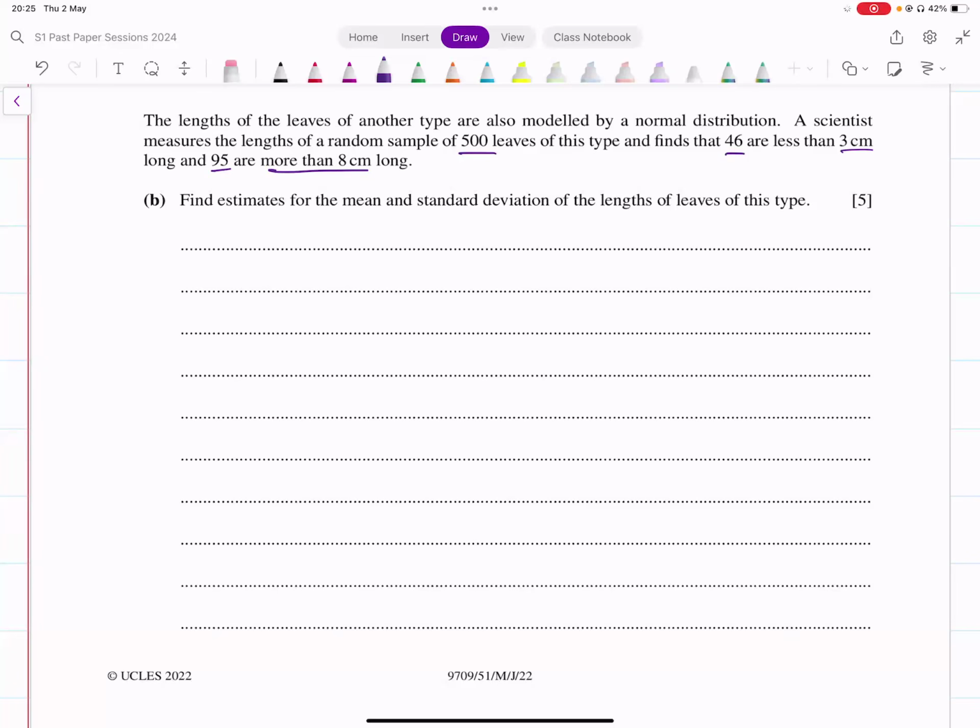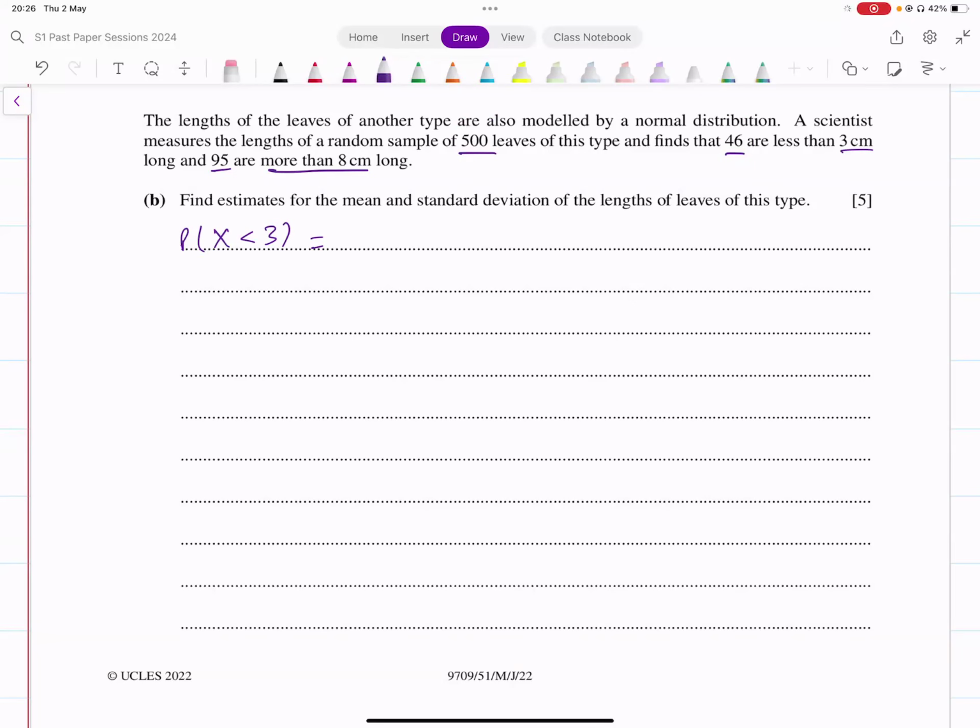Now the mean and standard deviation are missing, and we've got some information about probability. This is inverse normal, right? What information are we given? When they took a sample of 500 leaves, they found that 46 are less than 3 centimeters long. So we can say the probability of a leaf being less than 3 centimeters long is what? 46 out of 500, right?